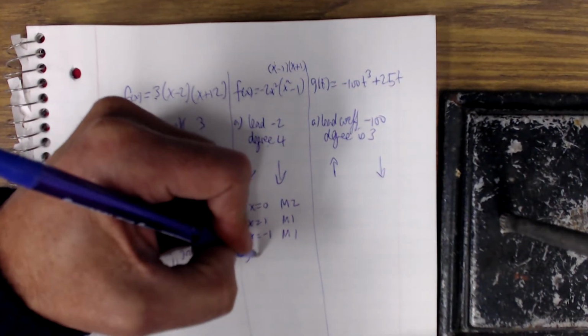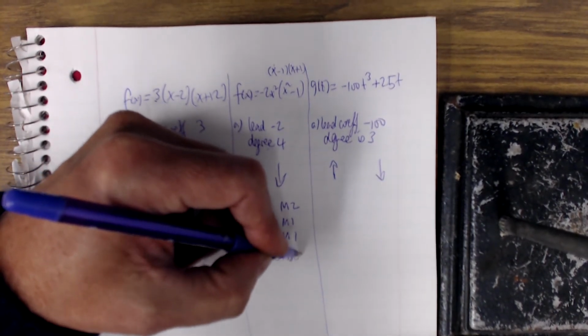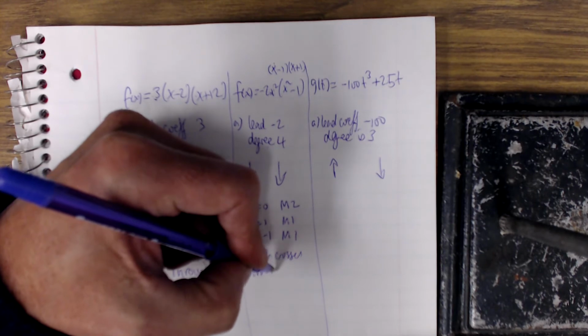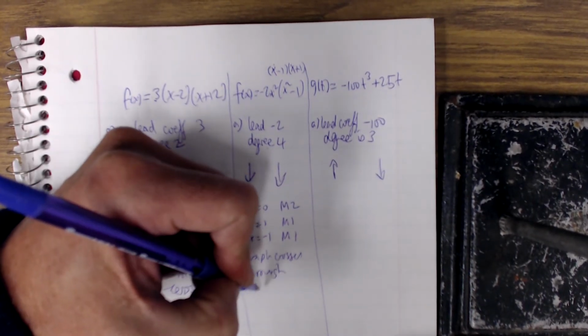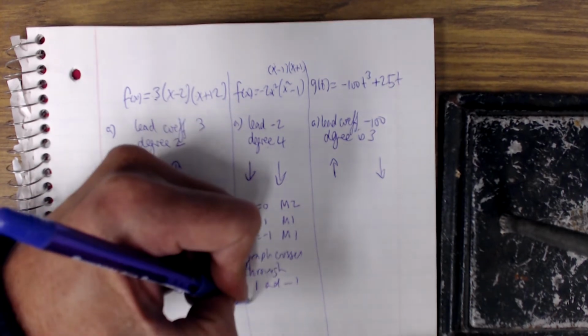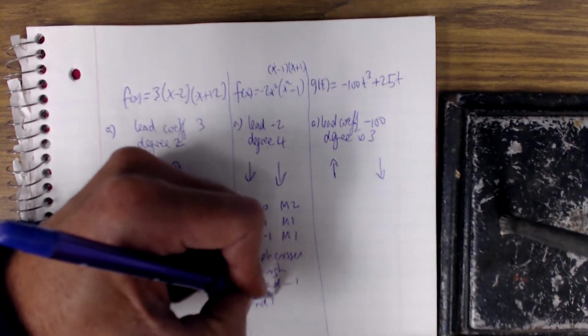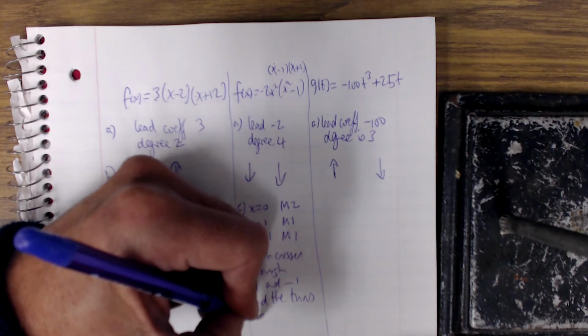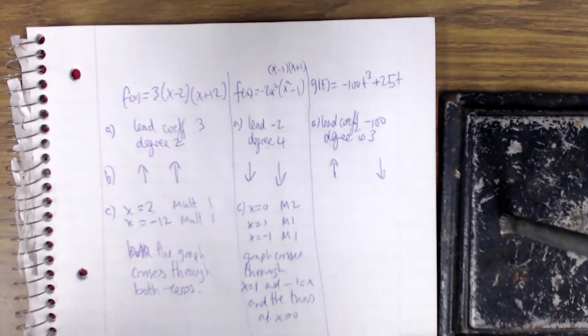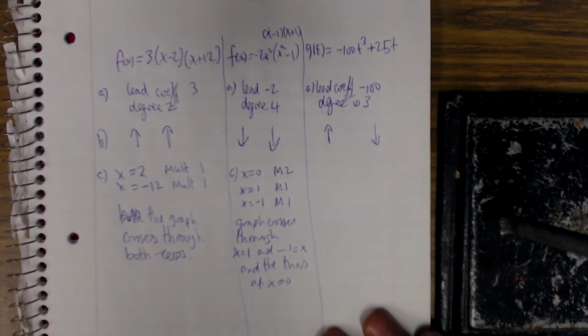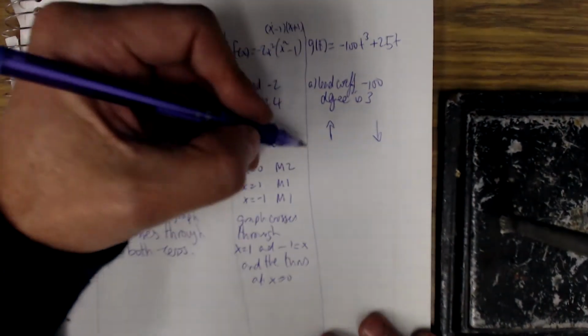So the graph crosses through the multiplicity 1 zeros, which are 1 and negative 1, and then turns at x equals 0. Okay, we're almost done. Now we're going to do the hard part.